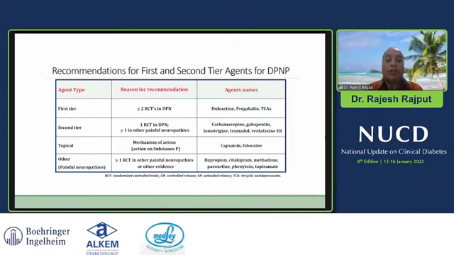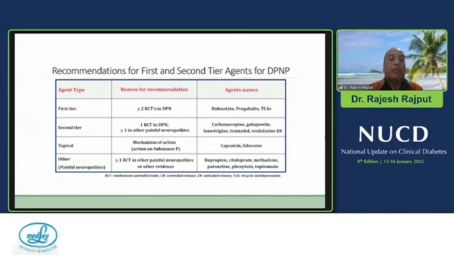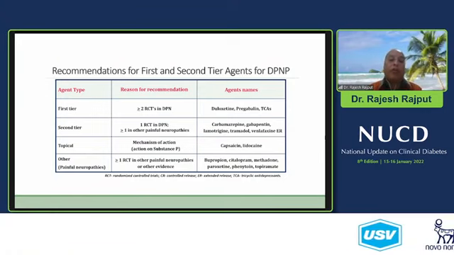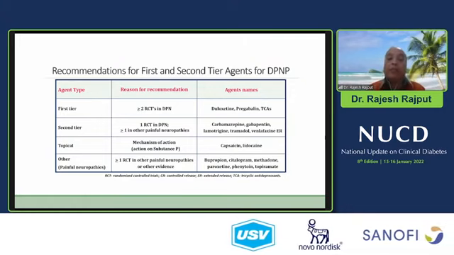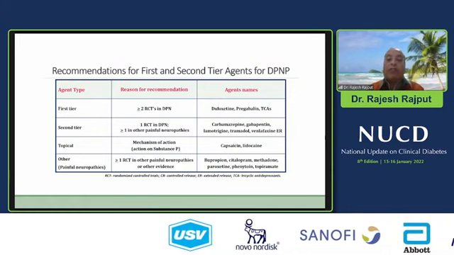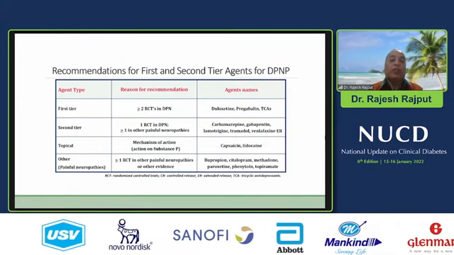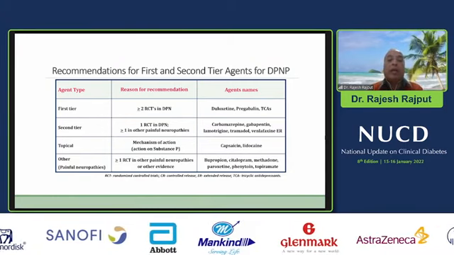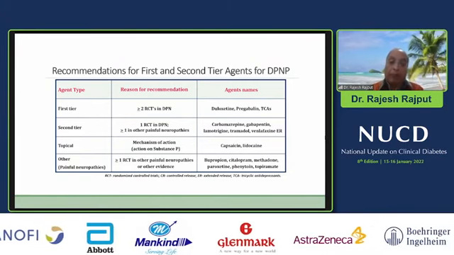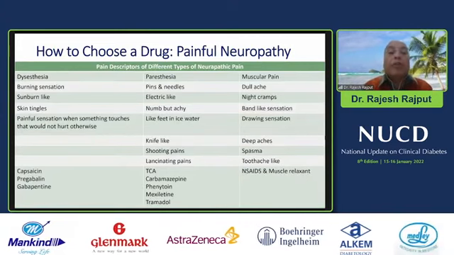Topical agents which act on substance P include capsaicin and lidocaine. Others include drugs where we do not have RCTs in diabetic polyneuropathy, which means they have been tested in other painful neuropathy. And we have citalopram, paroxetine, phenytoin, topiramate, and bupropion. So that's how these drugs can be classified based on the evidence which has been generated with them in diabetic polyneuropathy or other painful neuropathy. So how to choose a drug in a painful neuropathy?